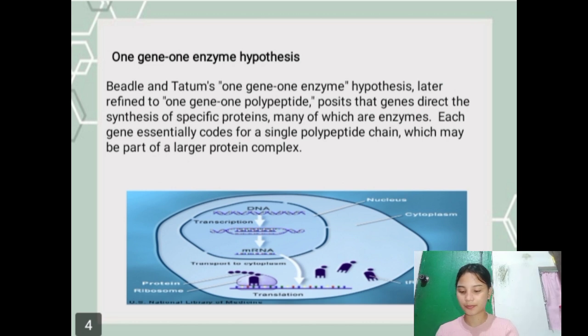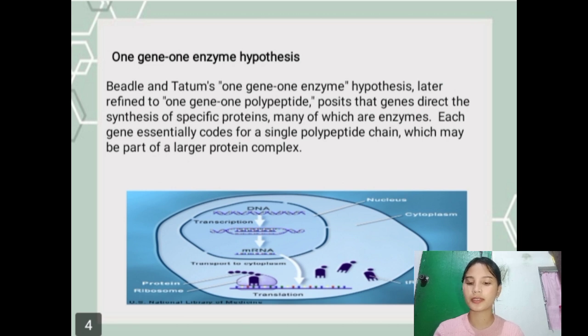Third is the one gene, one enzyme hypothesis. Beadle and Tatum's one gene, one enzyme hypothesis was later refined to the one gene, one polypeptide hypothesis. The one gene, one polypeptide concept describes the fundamental process of how genetic information directs protein synthesis. A gene's DNA sequence containing the code for a specific polypeptide chain undergoes transcription, creating a messenger RNA, mRNA, molecule.